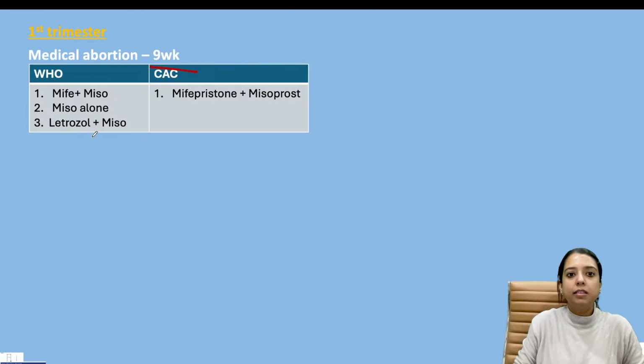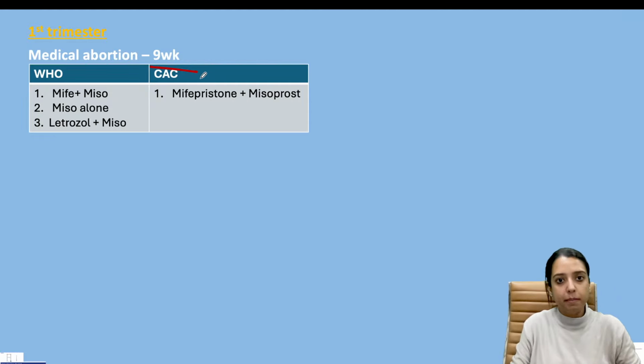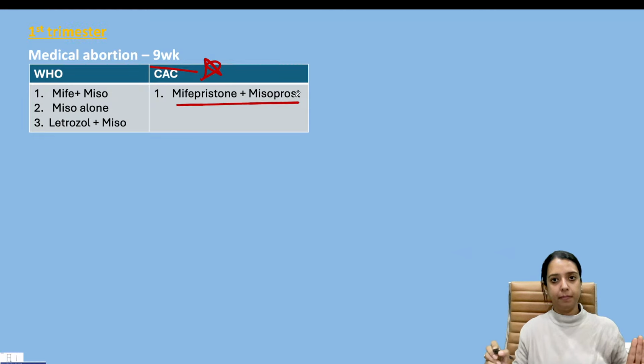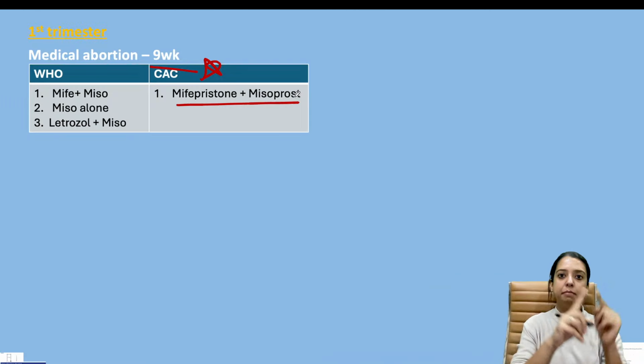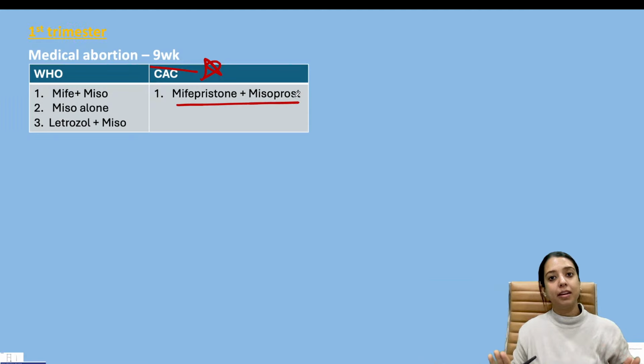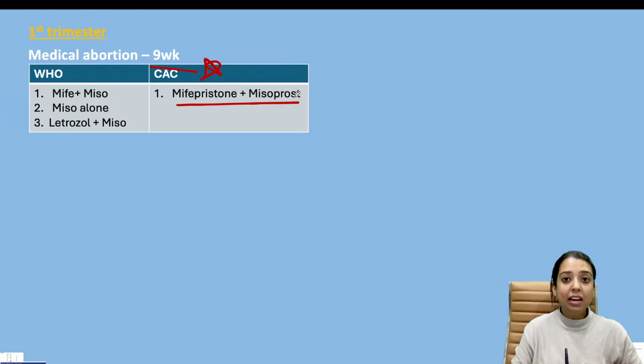WHO में 3 methods है, हमारी guidelines में there is 1 method. So remember this one: mifepristone and misoprostol. Simple. A packet comes where there is mifepristone also, misoprostol also. You give it and abortion will happen. It is done only if the gestation is less than 9 weeks. Yes, legal guardian. Guardian or legal guardian? Legal guardian is a more appropriate word. Guardian is also a word, right? So legal guardian sounds more appropriate, correct.